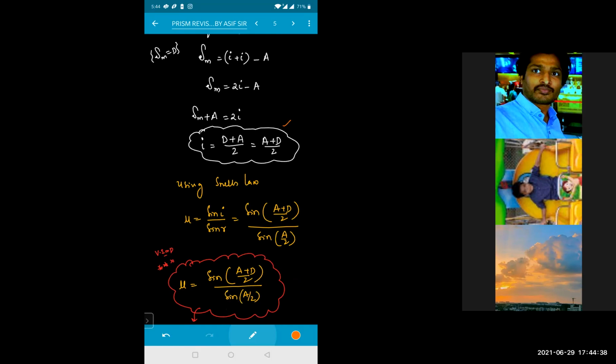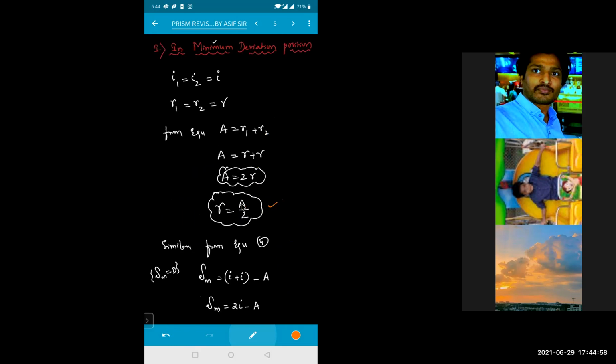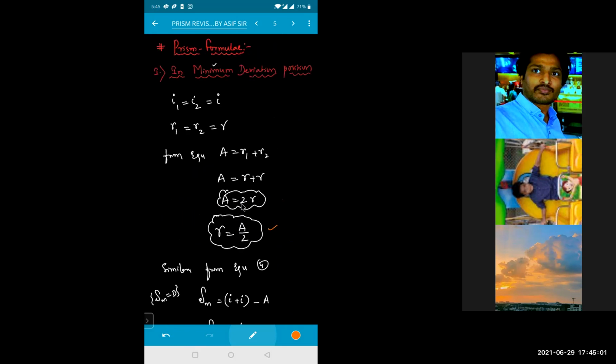What is A and what is D? A is R1 plus R2, and D is the deviation. And what is the name for A? A is nothing but the angle of prism. And D is the minimum deviation. What is the condition for minimum deviation? I1 equals I2 and R1 equals R2. Very good. Is it clear?